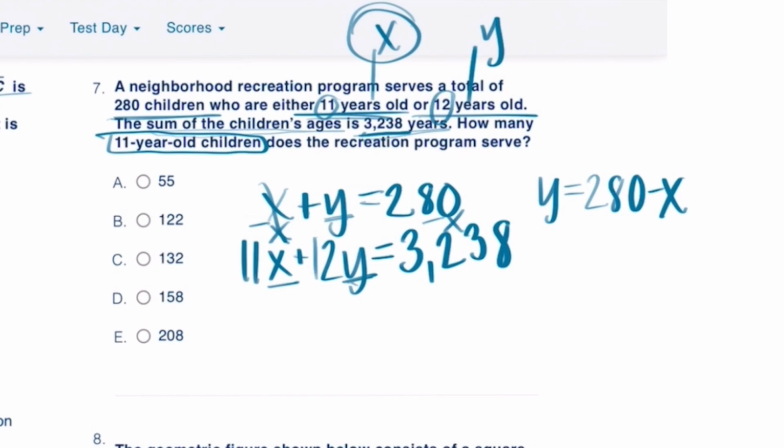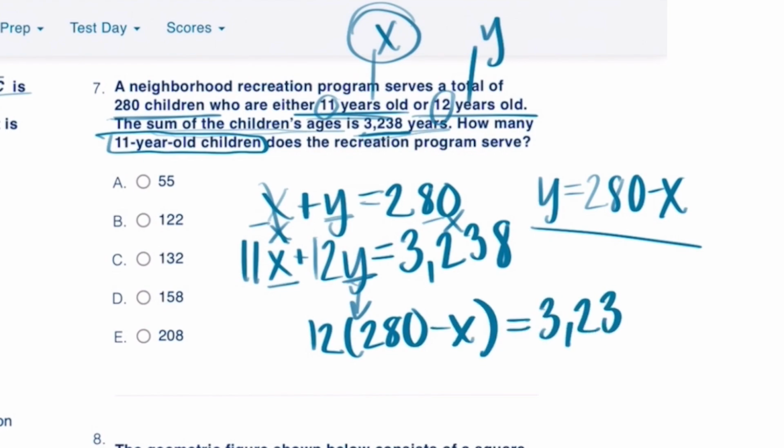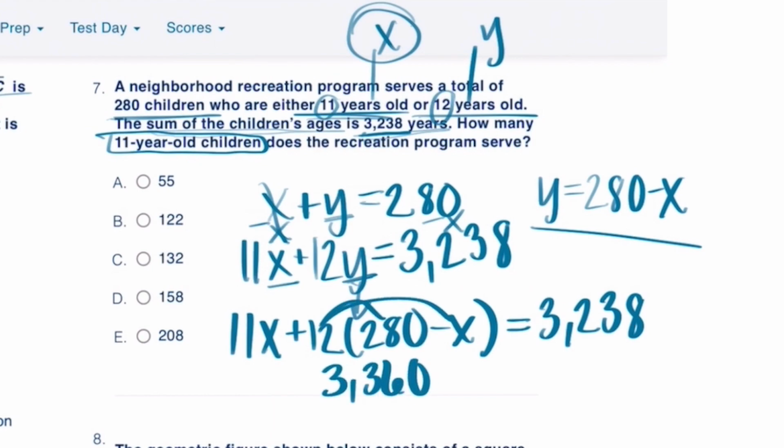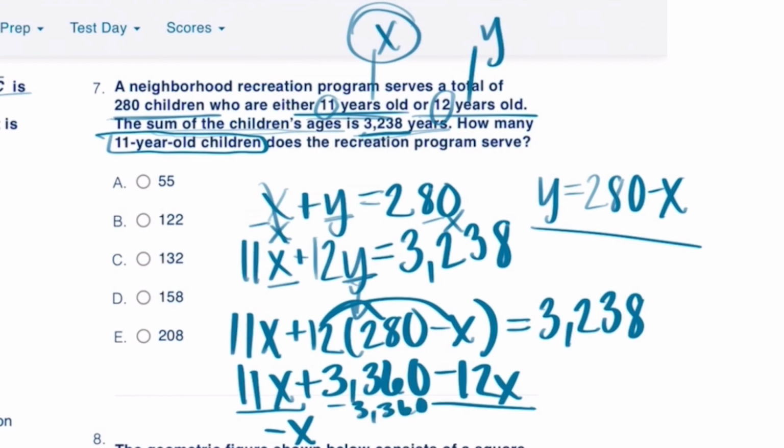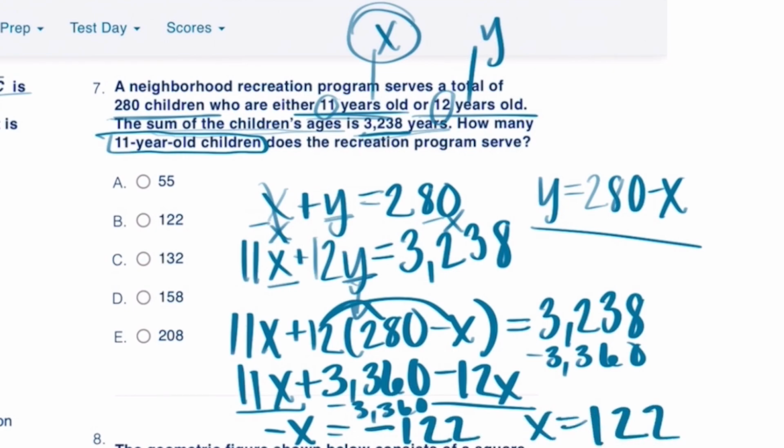We know y is the same thing as 280 minus x, so in my second equation, instead of y, I'm going to put 280 minus x. And now it's really just solving it out. So I'm going to keep that 11x in front, and then we need to distribute our 12 onto both things inside of our parentheses. So I'll use the calculator here for that part. And now combine our like terms to get that negative x plus the 3,360, which we need to subtract off. To get that negative x equals negative 122, which means positive x would equal positive 122, option B.